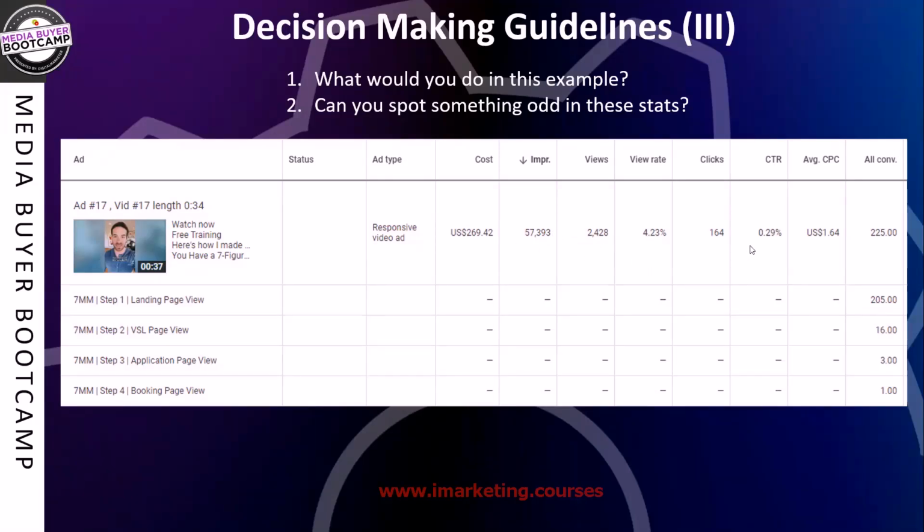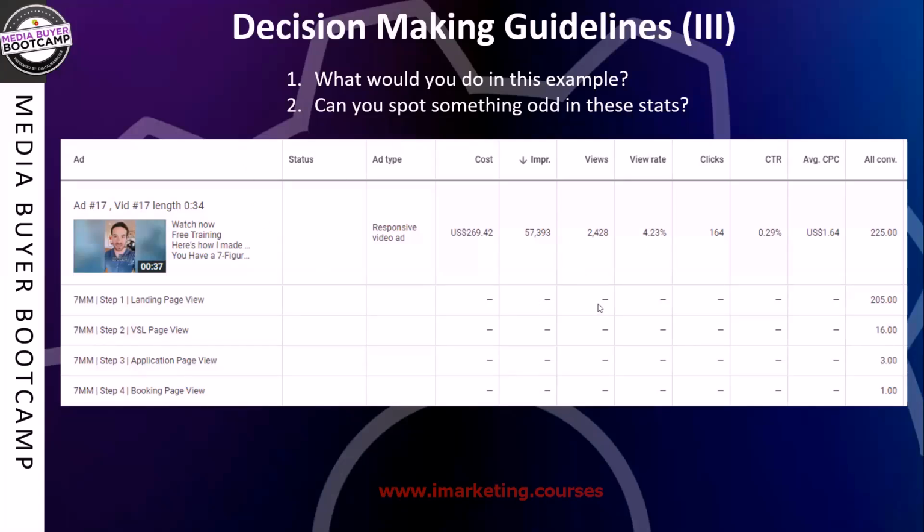When you add up all these different statistics, you've got a low opt-in rate, which means that this ad is not resonating with people that are reaching the landing page, and therefore they're not opting in. That's further reinforced by the fact that the CTR is very low. Remember, our target is 1%, but we've only got 0.29%. And then we've got a view rate. Hardly anyone is engaging with this video. Hardly anyone, 4.23%. So the answer would be you would kill this.